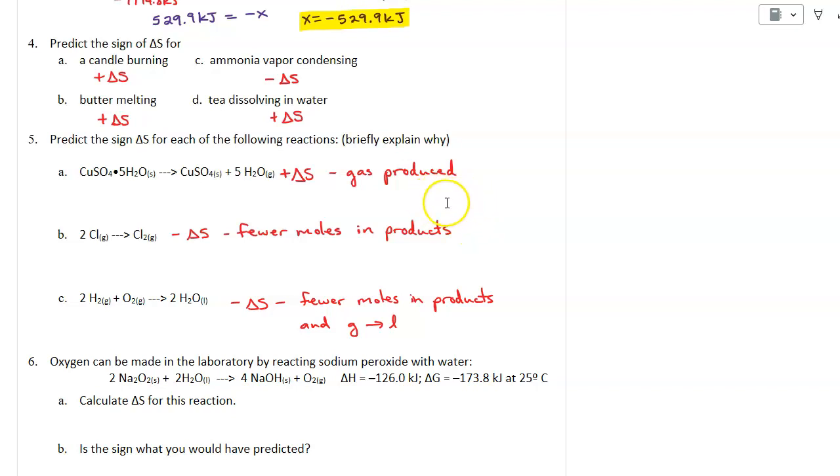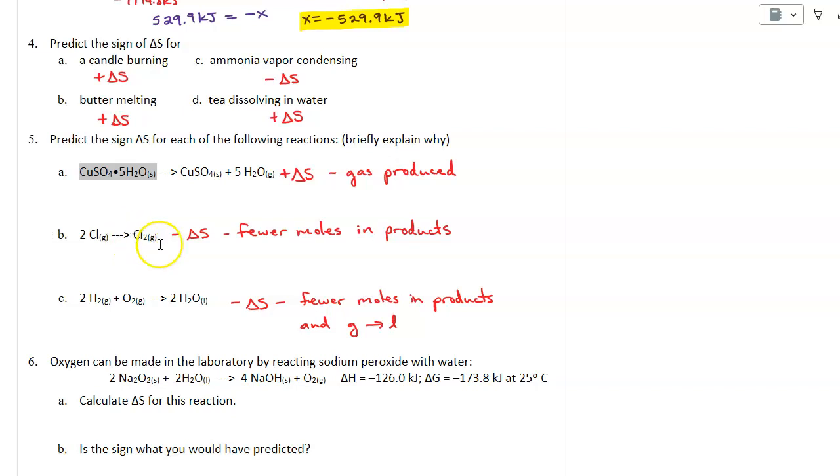Then finally, number 5, looking at the equations, kind of doing the same thing. This process looks a little strange because we haven't talked about hydrates. Basically, that just means that water molecules are trapped within the copper 2 sulfate crystal. But even if you don't know that, you should be able to tell that we have a solid producing a solid and a gas. And since that gas is produced from a solid, that's got to be an increase in entropy.